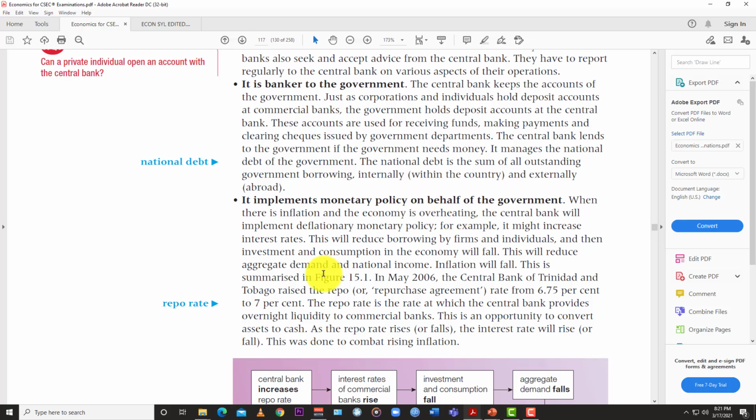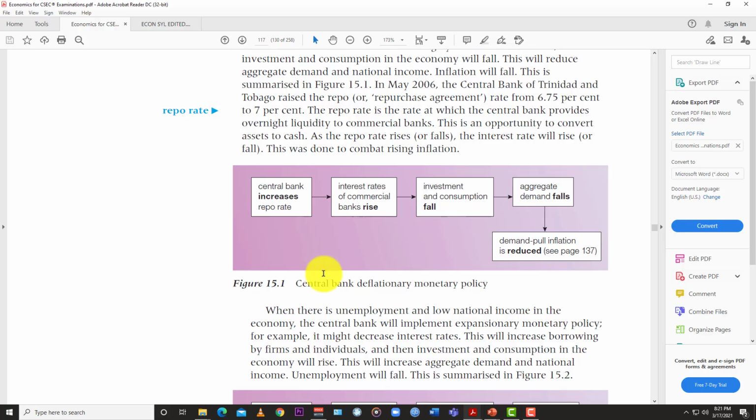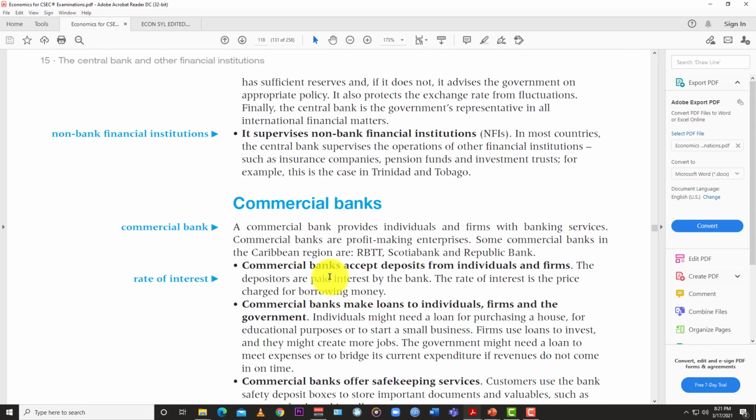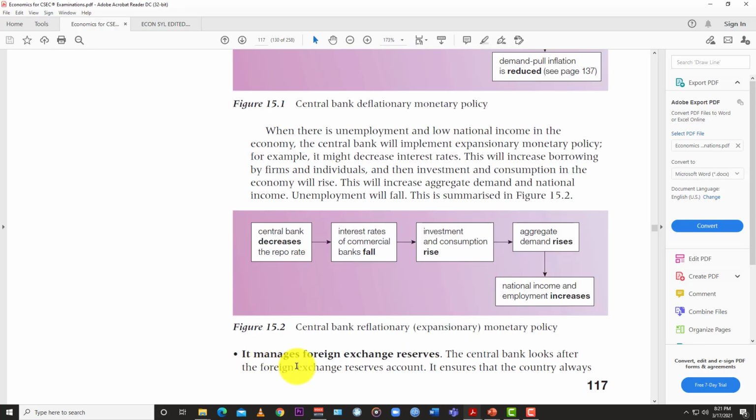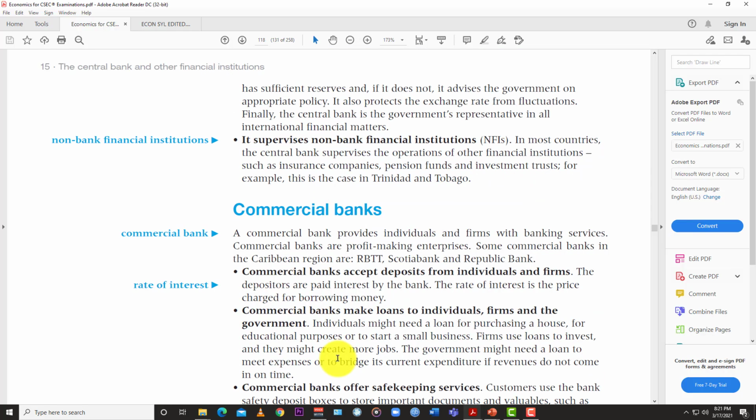So, let's continue. The next function is that it manages foreign exchange reserves. The central bank looks after the foreign exchange reserve account. It ensures that the country always has sufficient reserves, and if it does not, advises the government on the appropriate policy. It also protects the exchange rate from fluctuations. Finally, the central bank is the government's representative in all international financial matters.